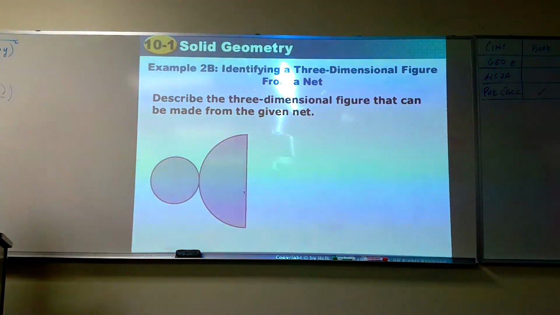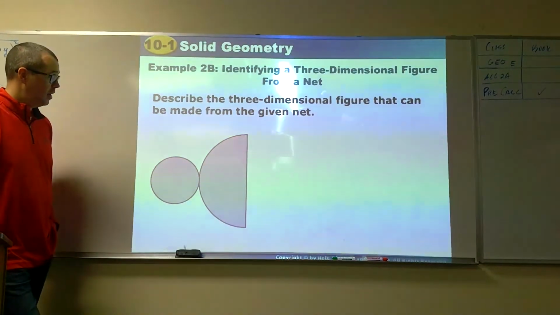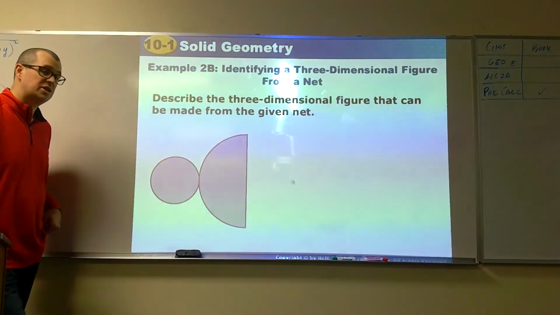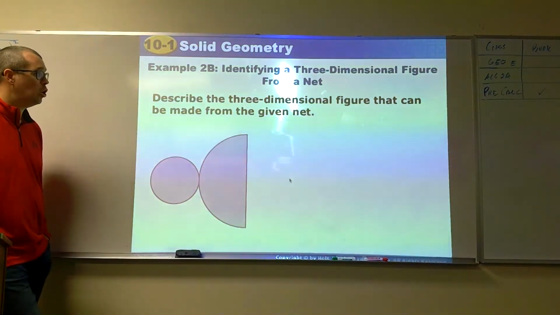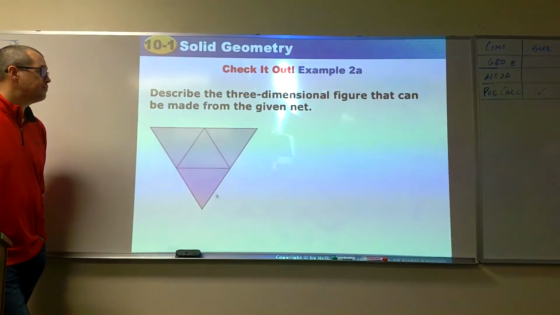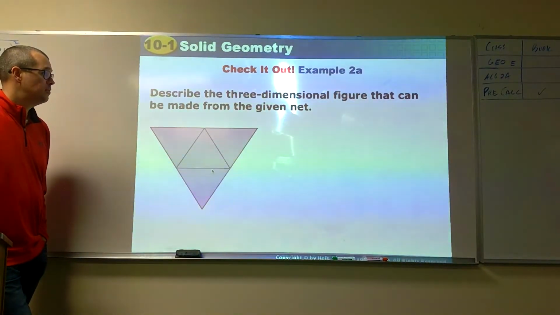What about this half-person thing here? Well, if I roll that up, that actually is a cone. It's a cone. Okay? What about this? Fold that up. Triangular pyramid.